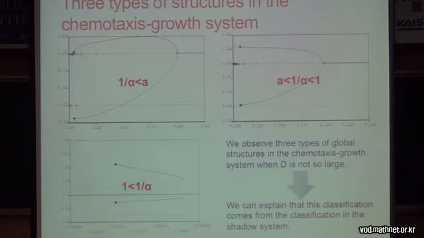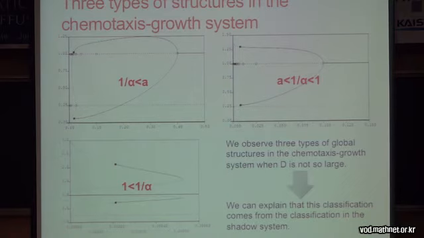So we observe 3 types of global structure in the chemotaxis-growth system when D is suitable, not so large, D equal to 10 or D equal to 100. So we can explain that this classification comes from the classification in the shadow system.